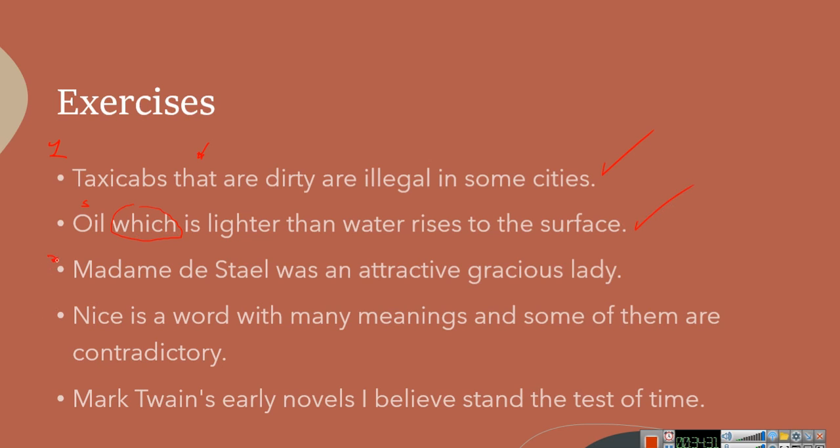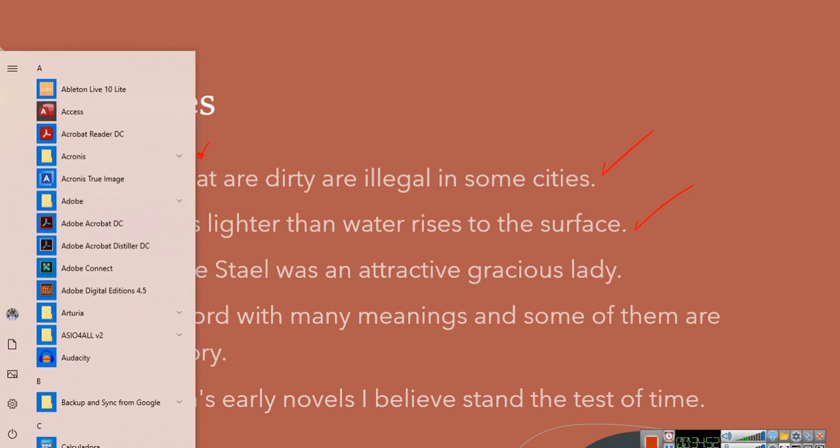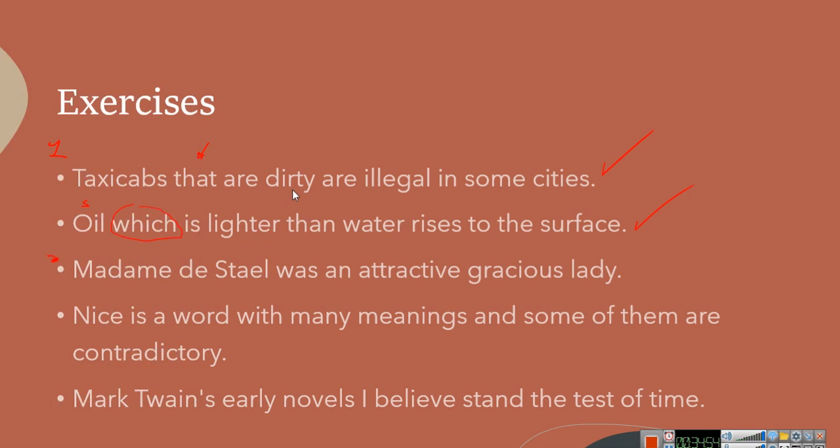And for this one, I want Juliet to help me. Madame d'Astel was an attractive, gracious lady. Where do I need the comma? Or if I need it? You can say, no, I don't need a comma. So Juliet, help me out in this one. No, I don't think we need to use a comma. And was.